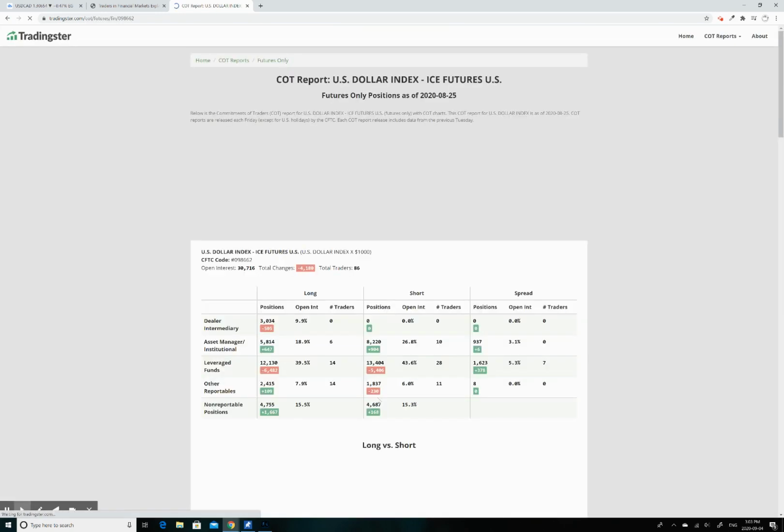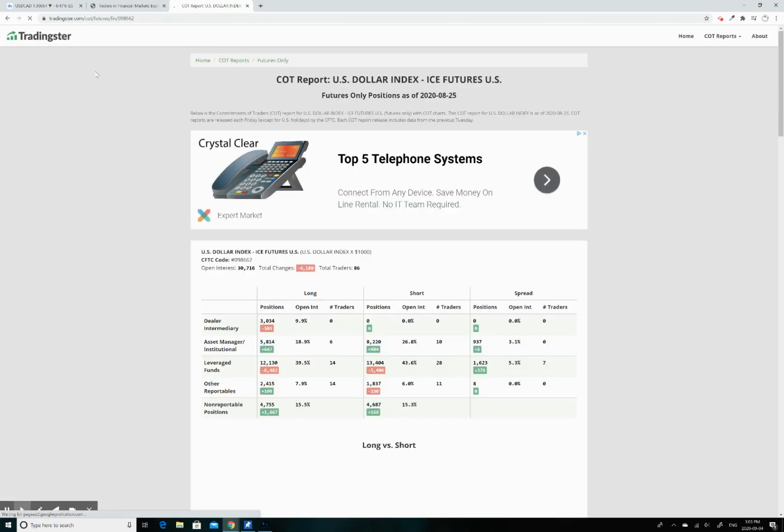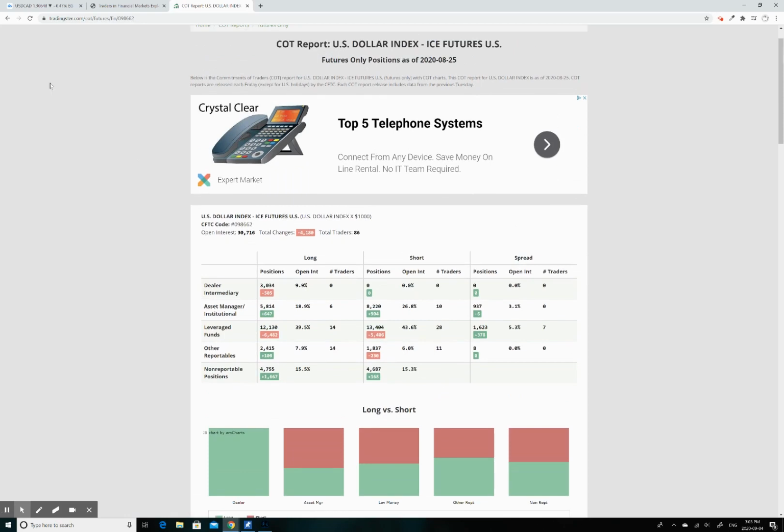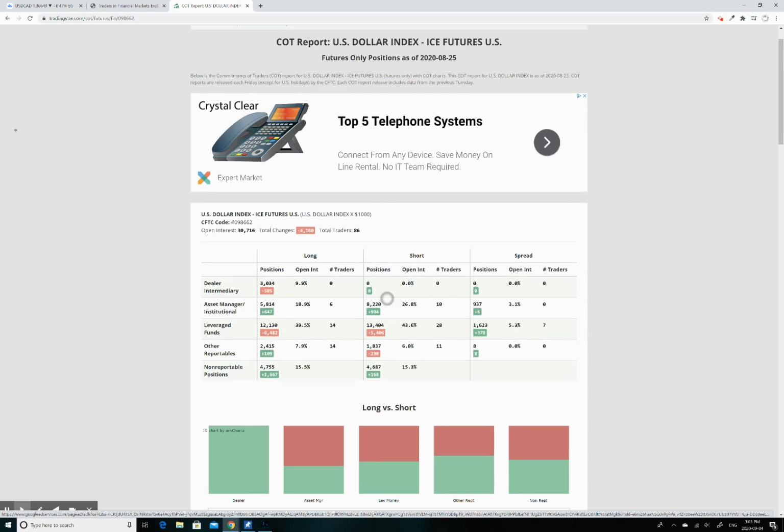So if we go into the US dollar, we can see that the institutional traders are adding short positions, right? And if we had looked at this probably 2 weeks ago, this would be a lot more clear because what we're seeing now is things are kind of evening out. Had we looked at this a few weeks ago, you would have seen some really different numbers here.